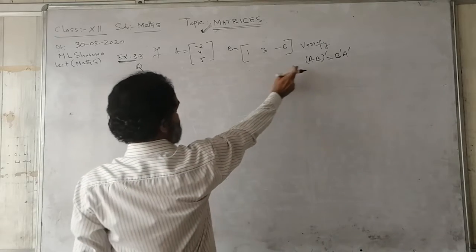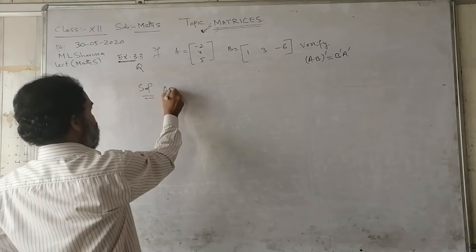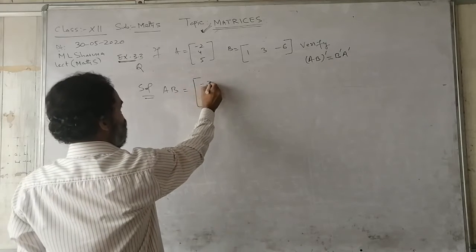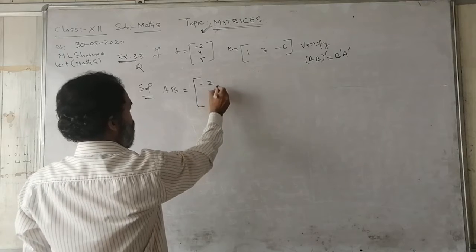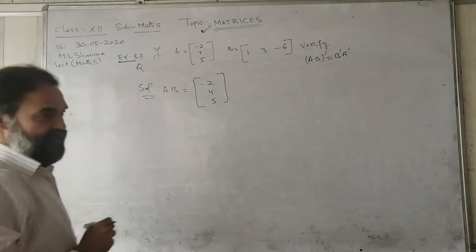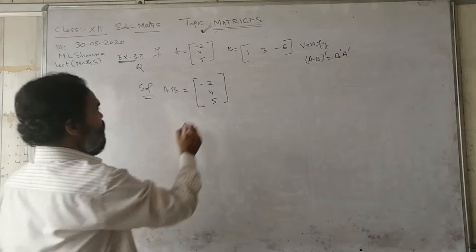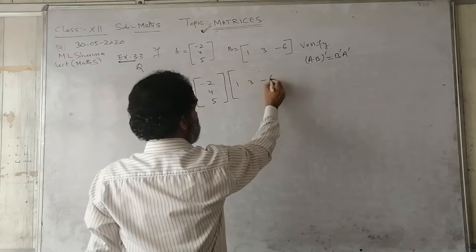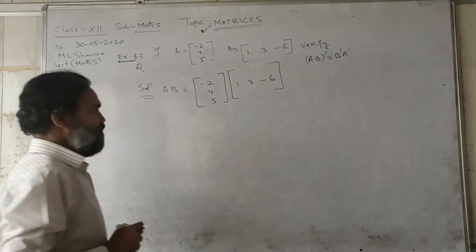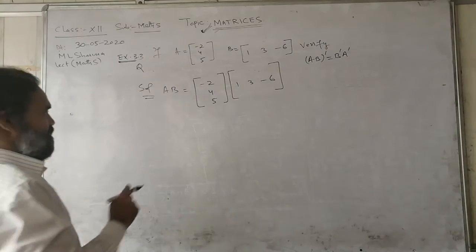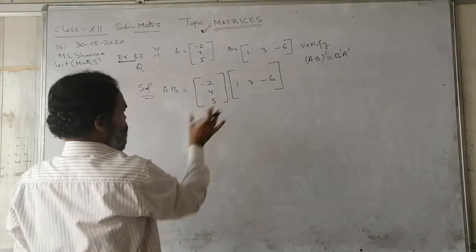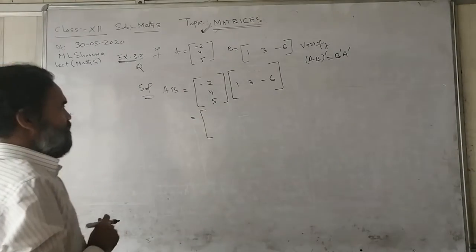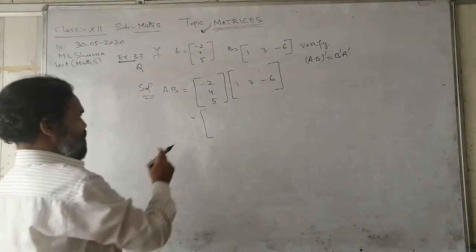First I have to find AB, that is the product of A and B. So -2, 4, 5 are the elements of A, and the elements of B are 1, 3, -6. So I have to multiply both the matrices. By multiplying these two matrices, the resultant will again be a matrix.